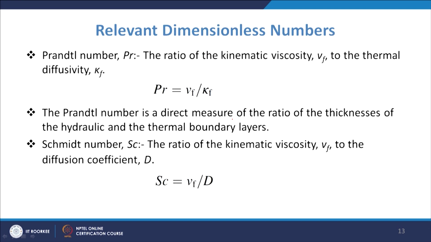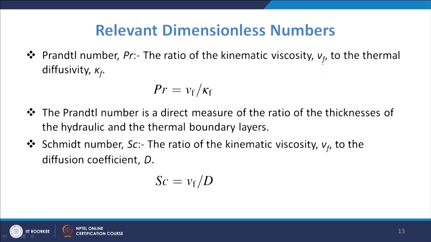Coming to the different types of dimensionless numbers which we will be required, which we will be coming across in our study, first is the Prandtl number. So, this Prandtl number is the ratio of the kinematic viscosity, that is nu f, to the thermal diffusivity Kf. So, we define this as nu f by Kf. It is basically the direct measure of the ratio of the thickness of the hydraulic and the thermal boundary layer, as we have seen.